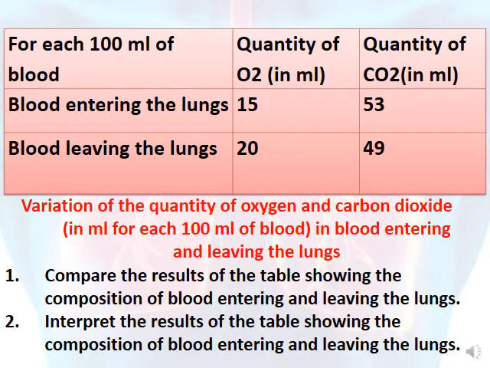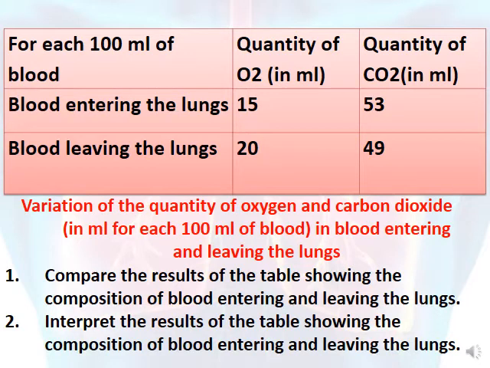In this table, we have the variation of the quantity of oxygen and carbon dioxide, which are the respiratory gases, in milliliters for each 100 milliliters of blood, in blood entering the lungs and blood leaving the lungs. Okay?